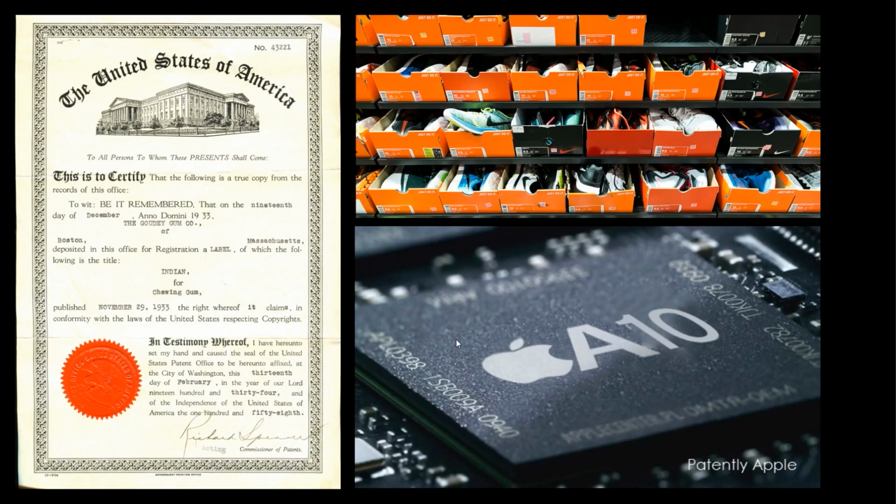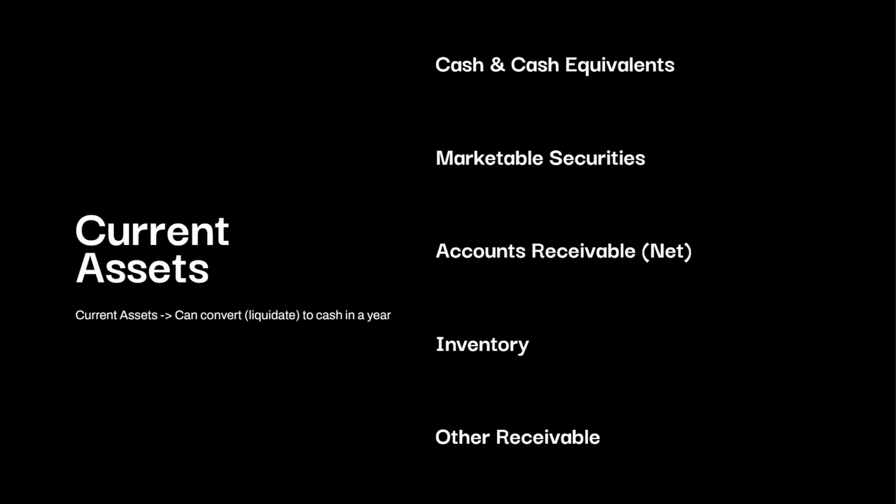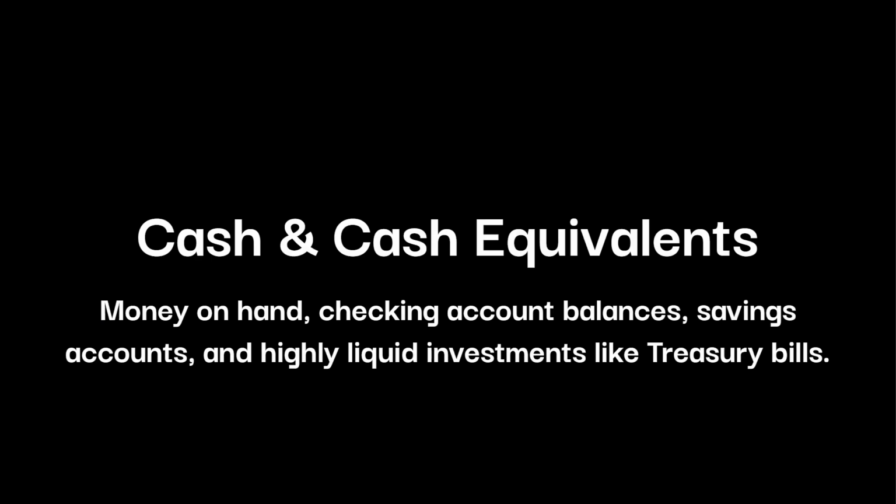And lastly, we have a chip, which is part of an Apple product, right? All three of these are going to be considered assets. And let's start with our current asset section. So again, a little bit of a refresher, current assets are anything that can be converted to cash within a year. So typically you'll see cash and cash equivalents, marketable securities, accounts receivable net, inventory, and other receivables.